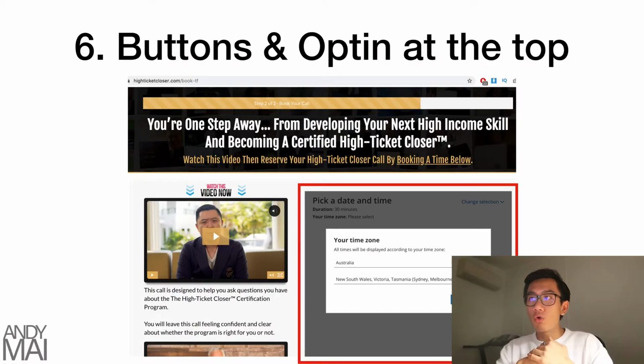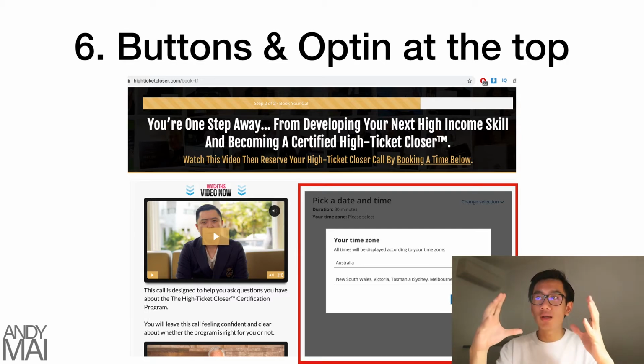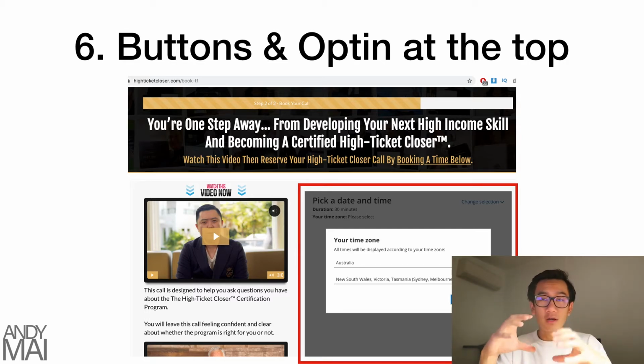So you want to have all your surveys, your buttons, everything above the fold, so that the person doesn't have to scroll down to get more information. Have all the important information and opt-in buttons above the fold. So that's a very important tip number 6.